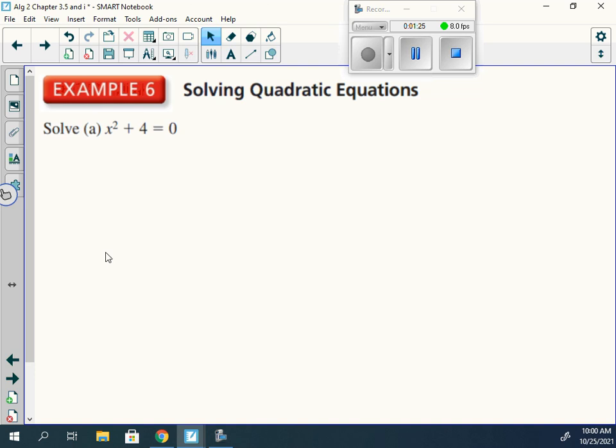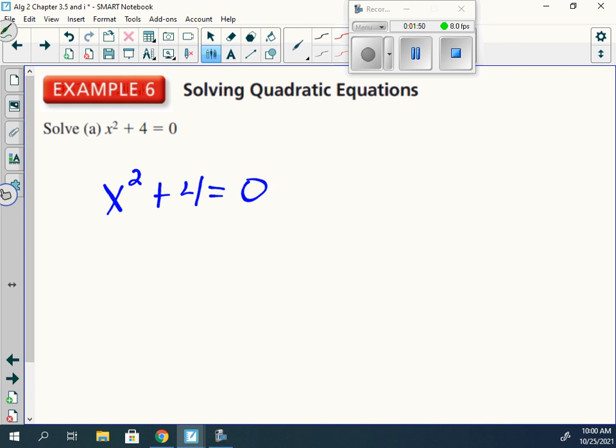And what we're going to do today is actually solving with imaginary solutions. Is what we're going to start off with. Solve the quadratic equation. Well, here we have x squared plus 4 equals 0. Well, since we do have an x squared, a variable that is squared but no other variables, we can solve this by the square root method.